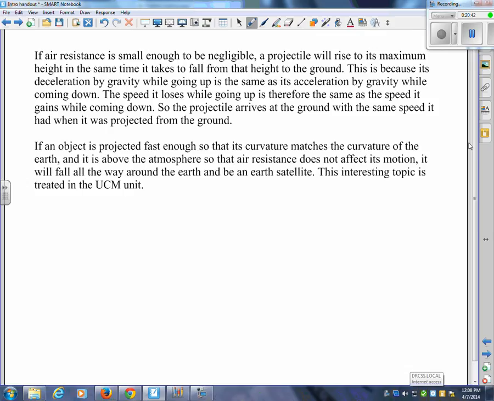If air resistance is small enough to be negligible, a projectile will rise to its maximum height in the same time it takes to fall from that height to the ground. That is because its deceleration by gravity while going up is the same as the acceleration by gravity while coming down. The speed it loses while going up is therefore the same as the speed it gains while coming down. The projectile will return to the ground with the same speed it had when projected from the ground. This is only true if what?